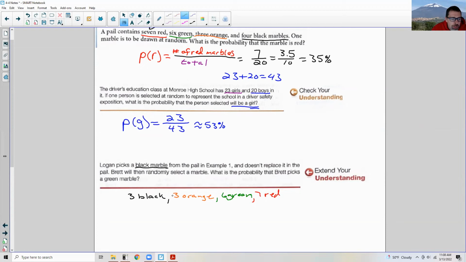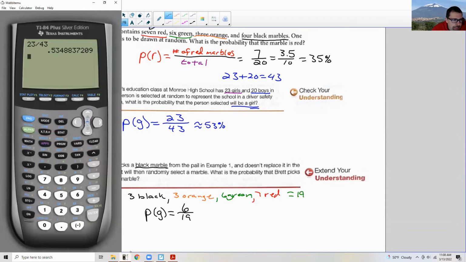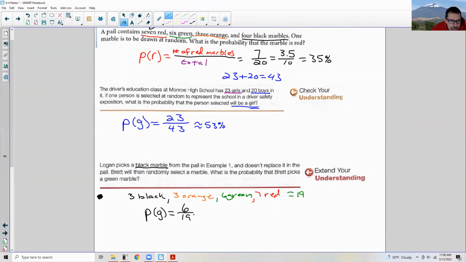Okay. So 3 plus 3 is 6, plus 6 is 12, plus 7. That total is now 19. So without replacement means that black marble is now sitting off to the side here. So here's this black marble sitting over here, and we still have a pail with all these in it. So the total is now 19. And now it says what's the probability that Brett picks a green marble. So the probability of green is going to equal the number of greens over the total. Okay, so it's 6 out of 19. If you want to put that into a fraction or into a percentage, 6 divided by 19 is approximately 32%.